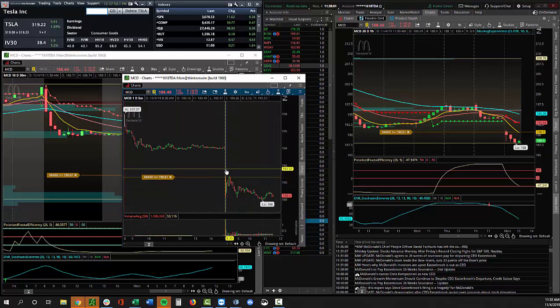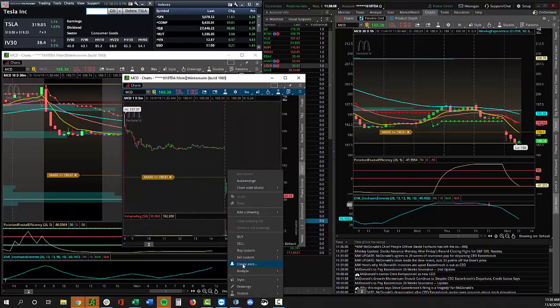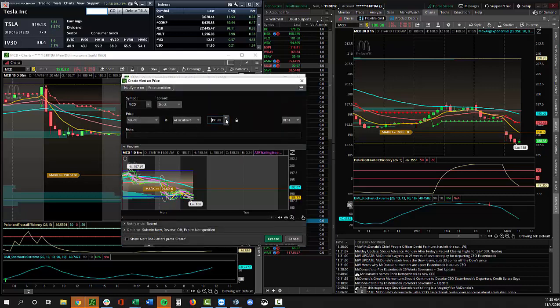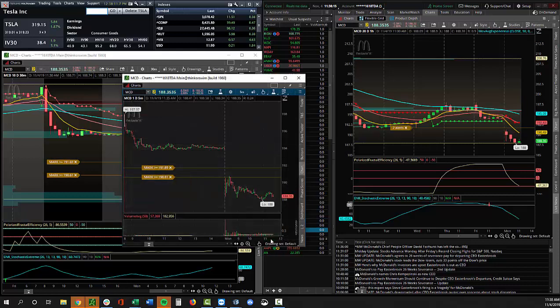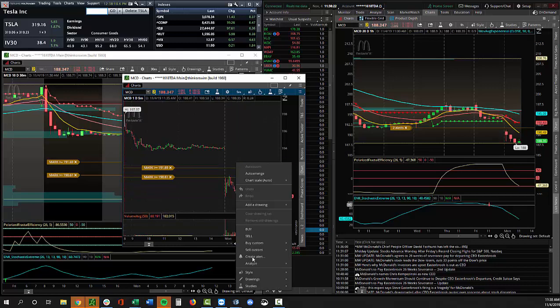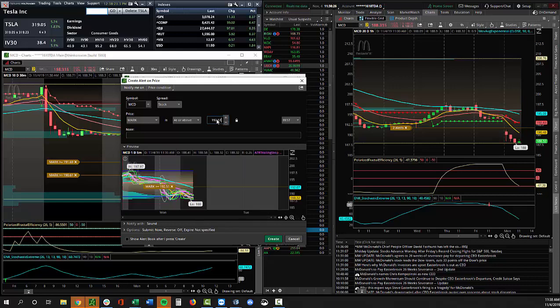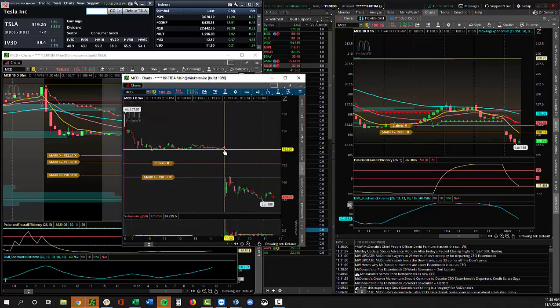So your ideal targets for something like this would be 191.69. If we get 191.69, that would be 1/3 through the gap. Halfway through the gap would be 192.24, at or above 192. Did I say 24? Yeah, 192.24. And then the full gap, that's easy. That's just the low of this.